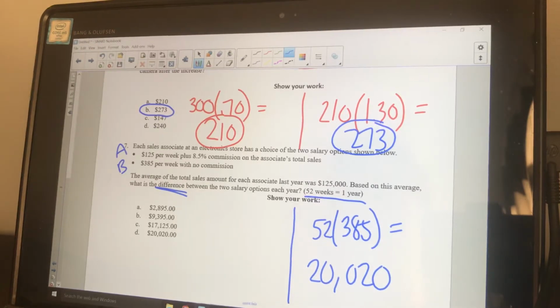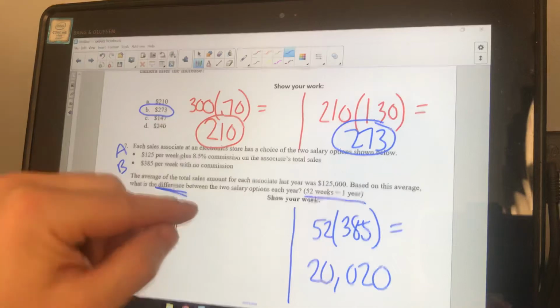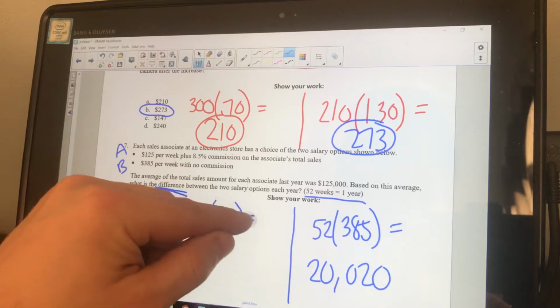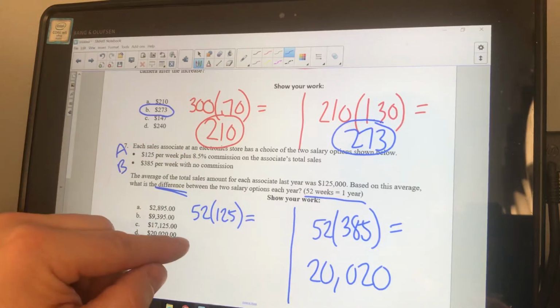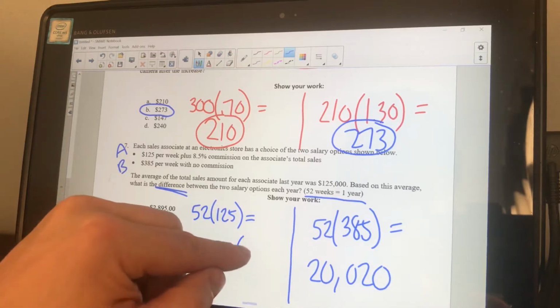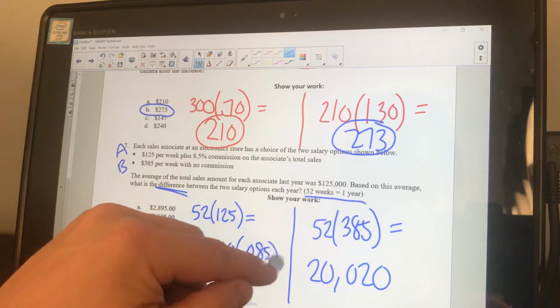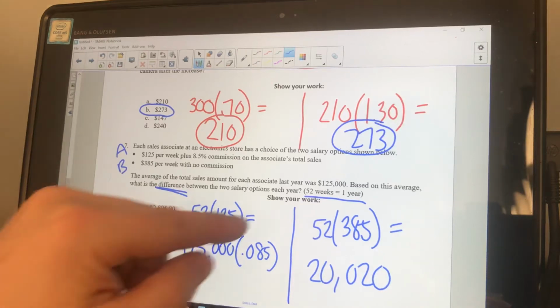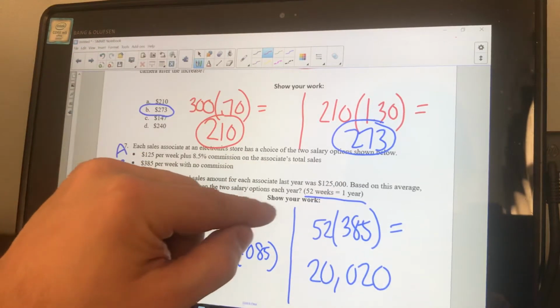The other option, option A, is a little bit trickier. It's 52 weeks, but you only get $125, okay? But you are going to get 8.5% commission on the $125,000 in sales. Okay, so I have two parts here. The 52 times 125, okay, 52 times 125 is 6,500. So not that much.